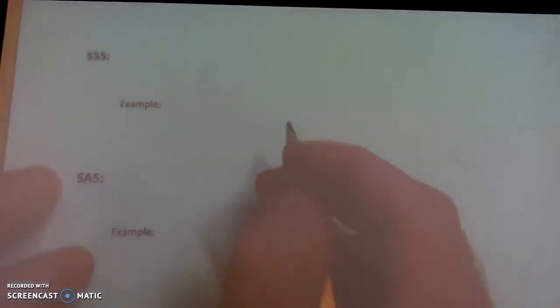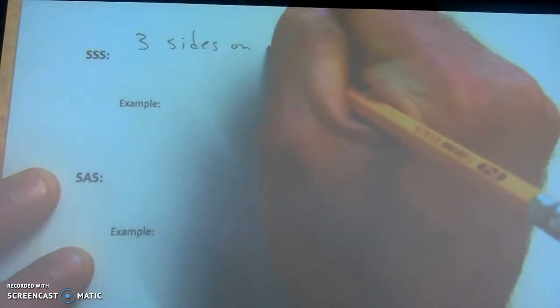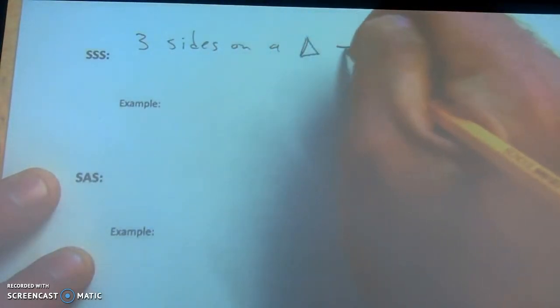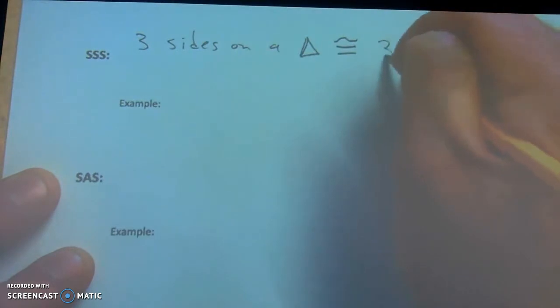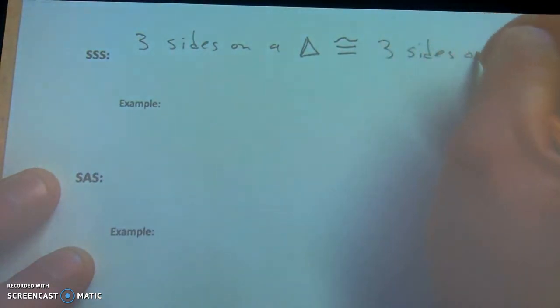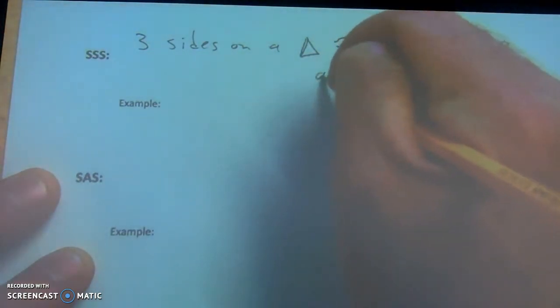First one, SSS. SSS stands for side, side, side. So what that means exactly is that three sides on a triangle are congruent to three sides on another triangle.